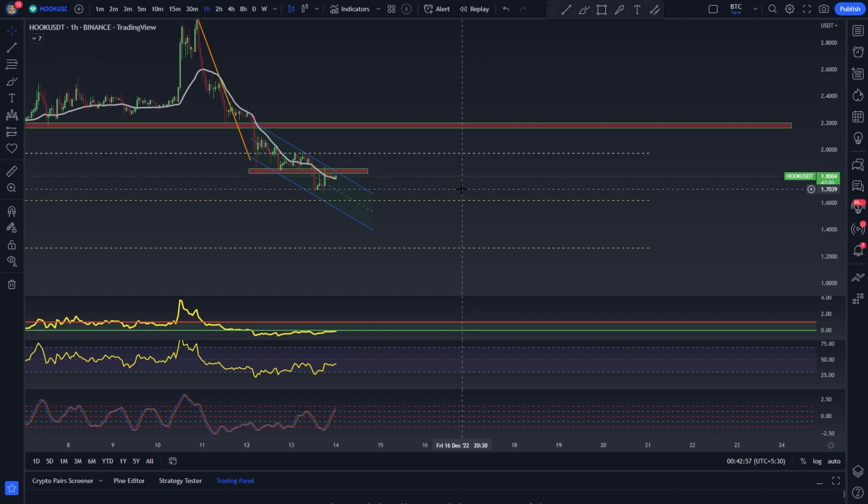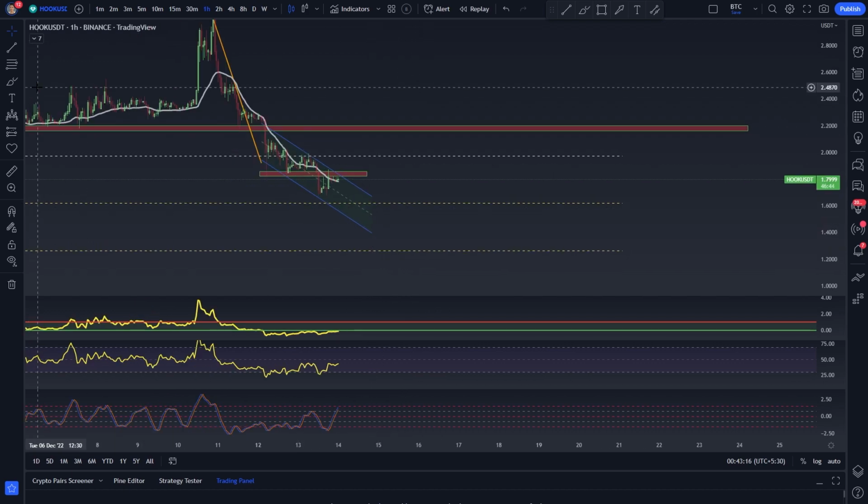Yeah, so we don't have much analysis on HOOK, but depending on the interest, how people are interested in HOOK these days, most likely we are gonna have a buy momentum on the Fibonacci retracement line.